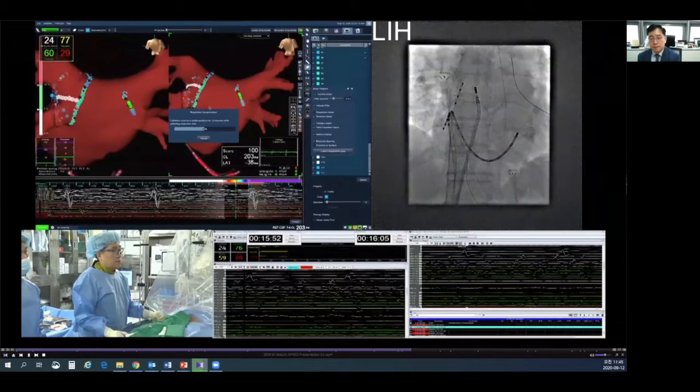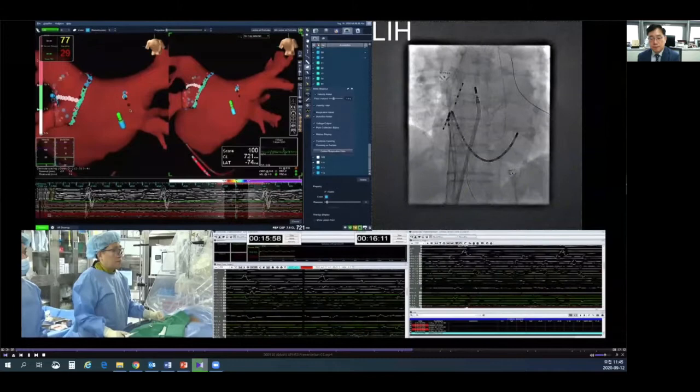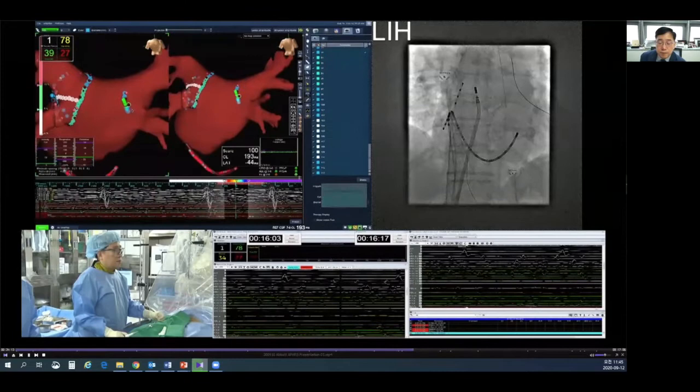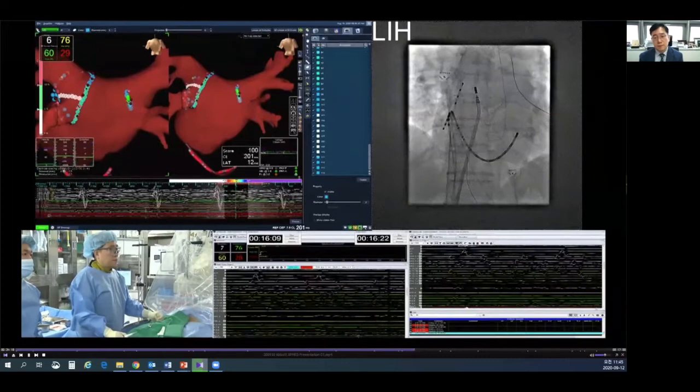And also, this area contacts the posterior wall, posterior mediastinum, and patients complain of pain quite often. So please give her enough time to ablate the right side, posterior side antrum ablation.